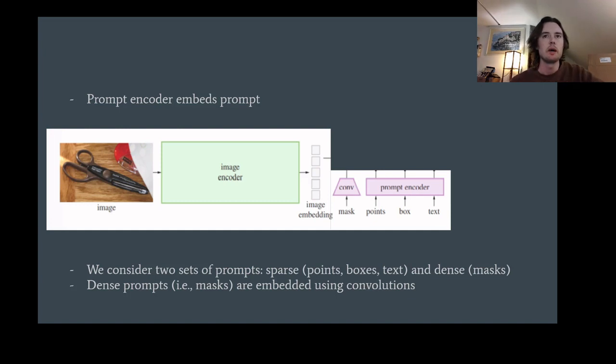The prompt encoder embeds the prompt. We consider two sets of prompts: sparse, which are points, boxes, or text, and dense, which are masks. We represent points and boxes by positional encodings, summed with learned embeddings for each prompt type, and freeform text with an off-the-shelf text encoder from CLIP, which is by OpenAI. Dense prompts, or masks, are embedded using convolutions and are summed element-wise with the image embedding.